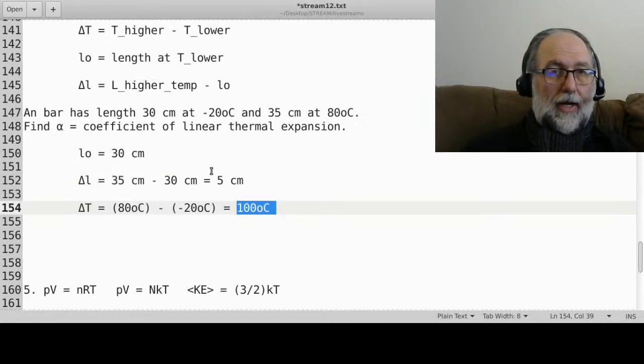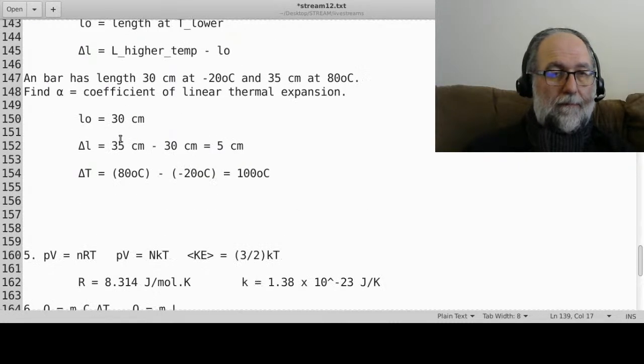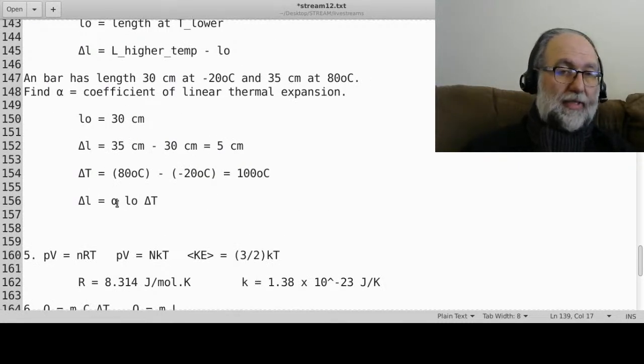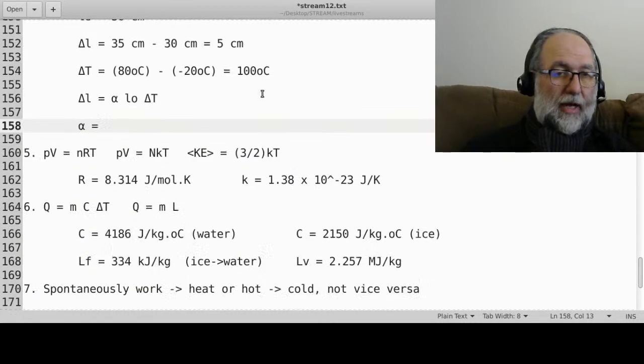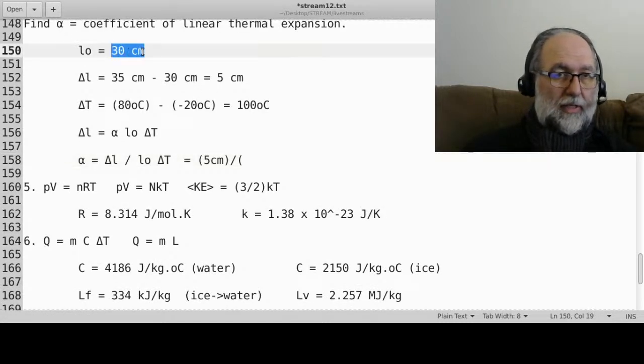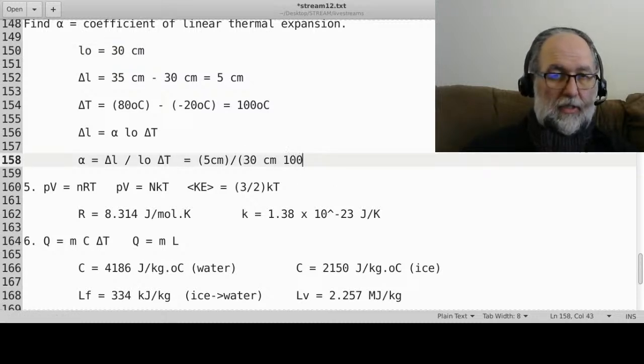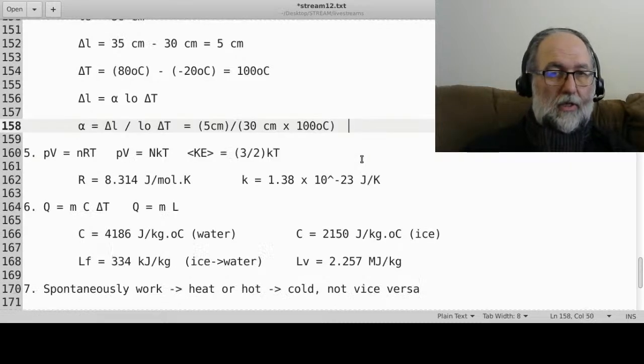And now what? Well, now we could just go back to this formula here. All right, rearrange it so that alpha is isolated. So that would mean that you'd have alpha is equal to, divide both sides by L naught delta T, like this. Okay, and your delta L we found was 5 centimeters. Your L naught we found was 30 centimeters, like this. Okay. And the delta T was 100 degrees Celsius. And I guess I should just put a little multiplication symbol in there like that. Okay. So there it is.